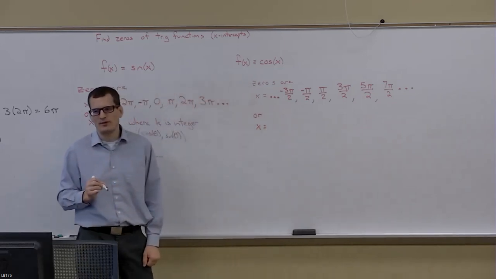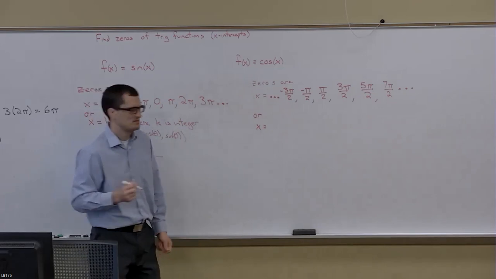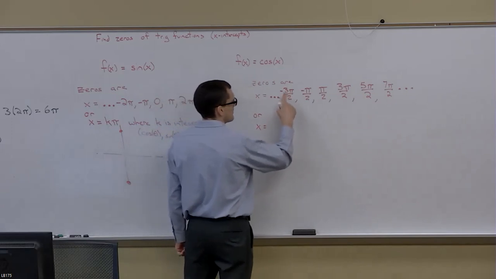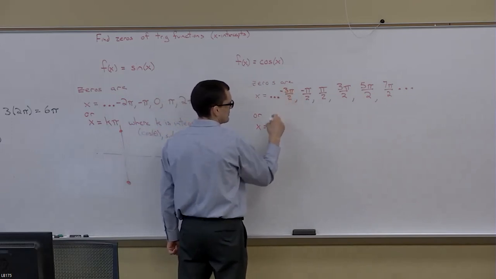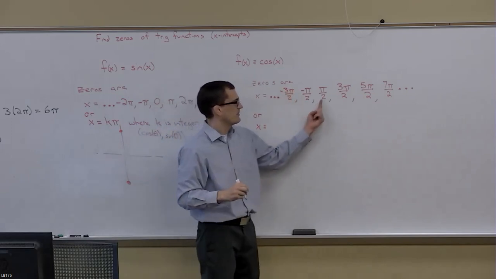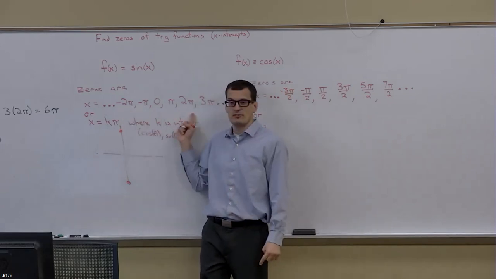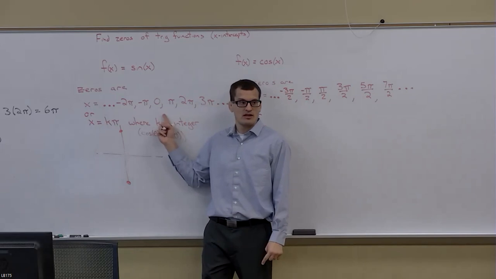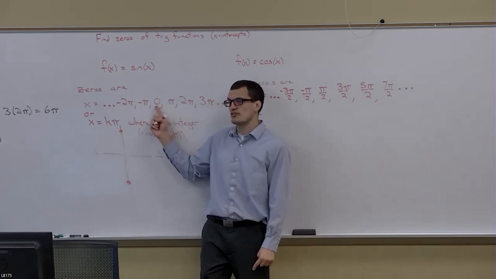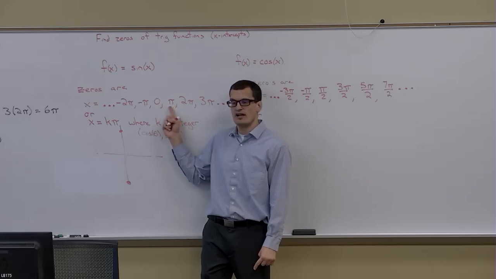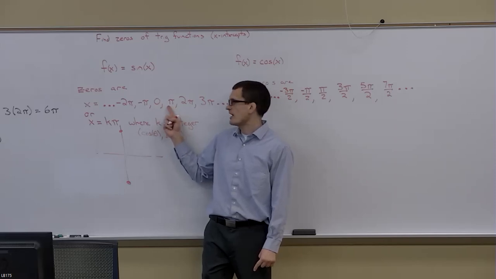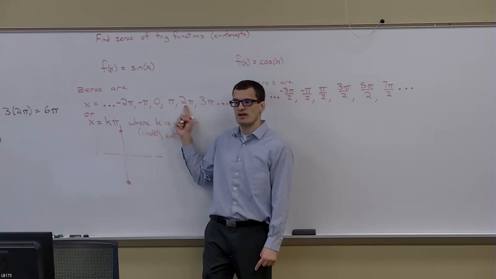You know, one way to write that. What's an odd integer times pi over 2, except a pi over 2 shift from these numbers? If you add pi over 2 to 0, you get pi over 2. If you add pi over 2 to pi, you get 3 pi over 2. If you add pi over 2 to 2 pi, you get 5 pi over 2. That makes sense?